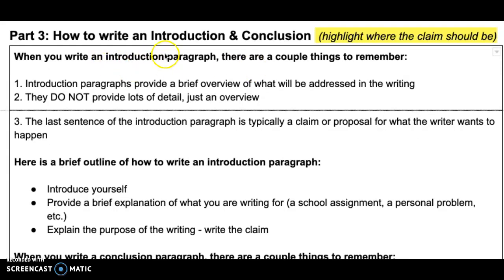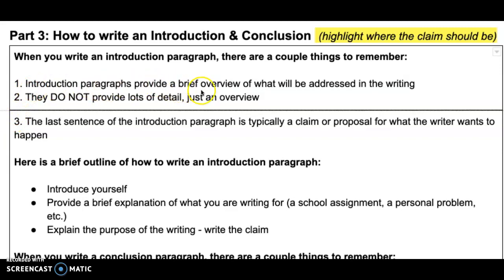When you write an introduction paragraph, there are a couple of things to remember. So we're going to start with the introduction, and you are going to highlight where you would find the claim in an introduction. Remember that a claim is the main idea or central idea of a paper. It can also be referred to as the argument or thesis or the main purpose. I'm going to review these 3 items here, and you are going to highlight where the claim would be found.